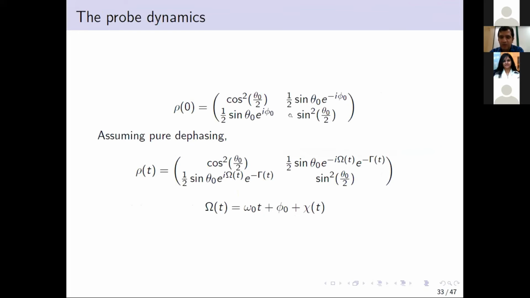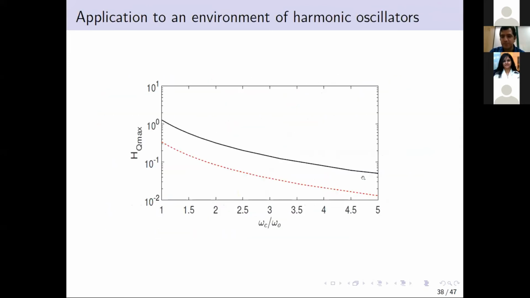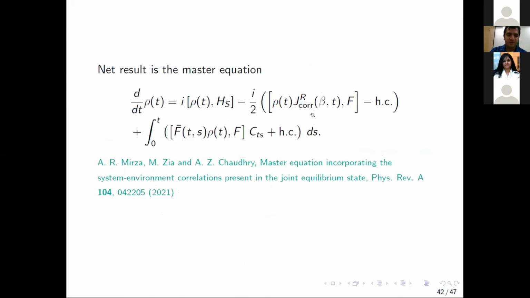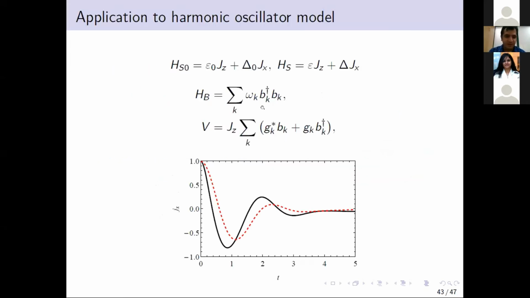If you notice over here, I assumed nothing about what exactly the form of this chi is, or what the form of this gamma is. Similarly, I never really assumed a particular system-environment model over here. I just applied it to this one just to illustrate the results.